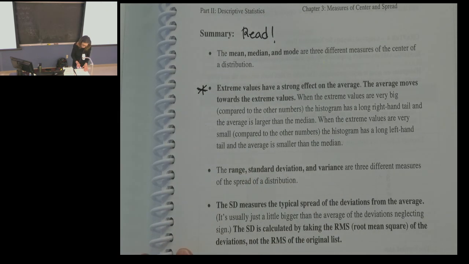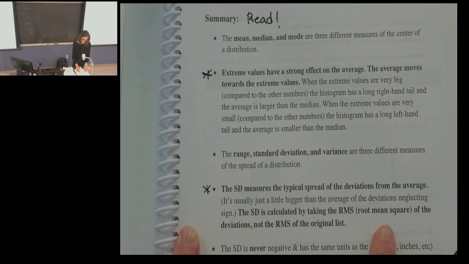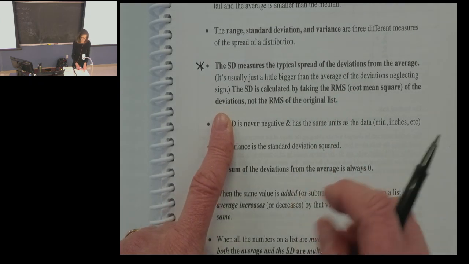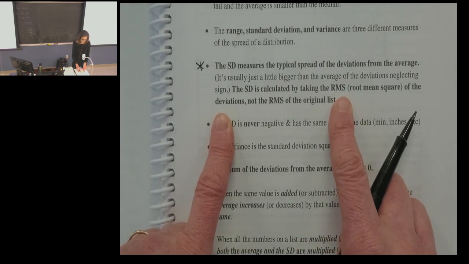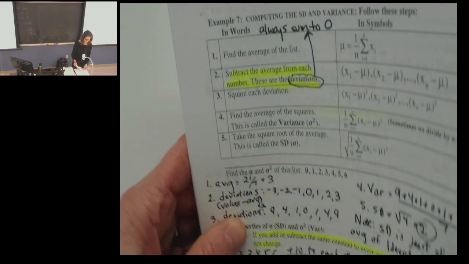All right, let's see. What does this say? The standard deviation measures the typical spread of the deviations. We saw it's usually just a little bigger than the average, neglecting sign. The standard deviation is calculated by taking the root mean square of the deviations. This is going to come up a lot, this root mean square, as we move into more sophisticated data analysis. So maybe I'll just explain it because it will help you remember it later.